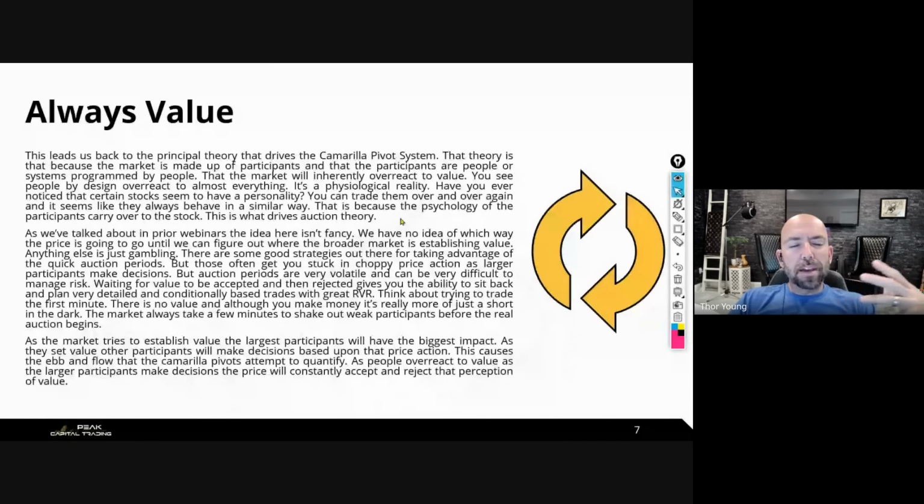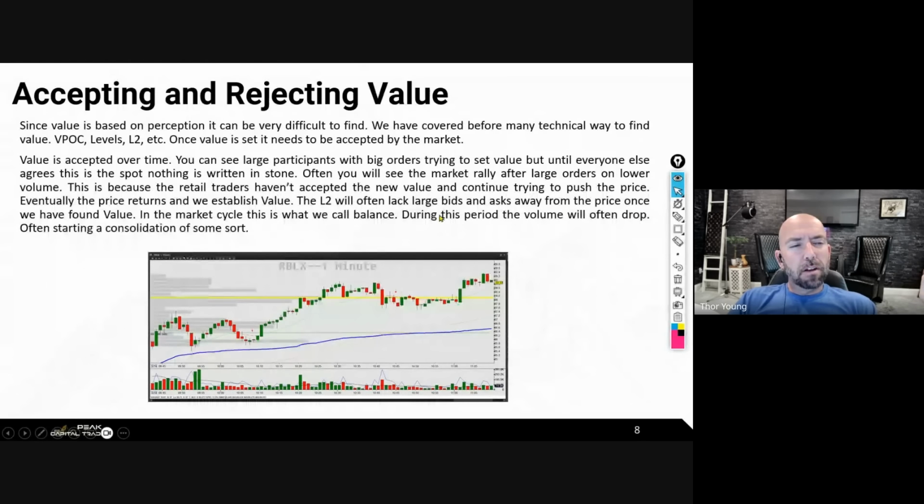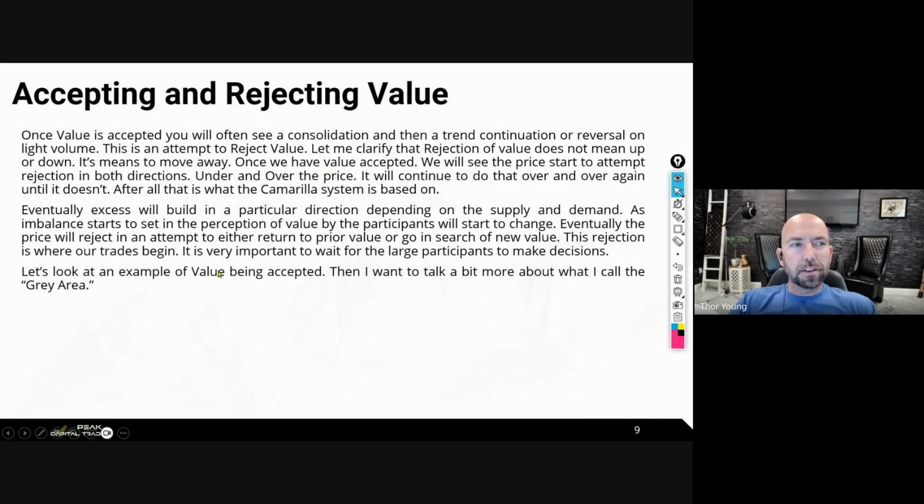Right. So we have no real way of knowing which way things are going to go. This is why we need to watch what the overall bigger players do. Since value is based on perception, it can be very difficult to find. So we do have some technical ways to find it. VPOC is one of the easiest ways, which is the volume point of control. This is where the price is going to get ticked the most times, and because of that, it'll highlight and show you where a lot of transactions are occurring. You can also see large orders on the order book or on the level 2. That'll also give you an idea of value, right?